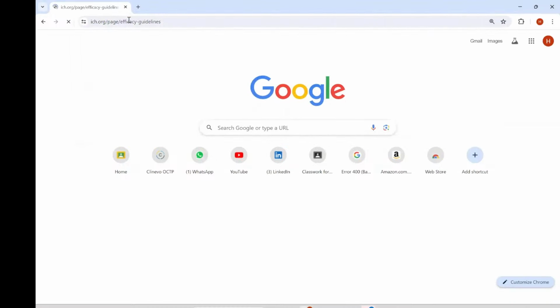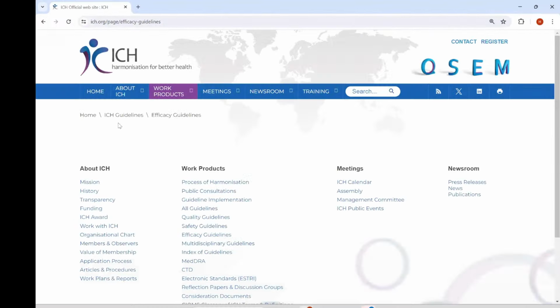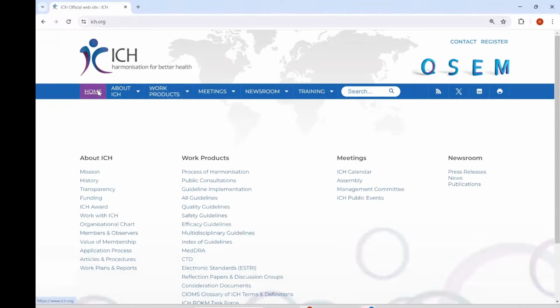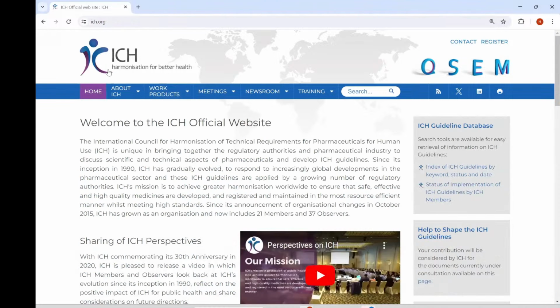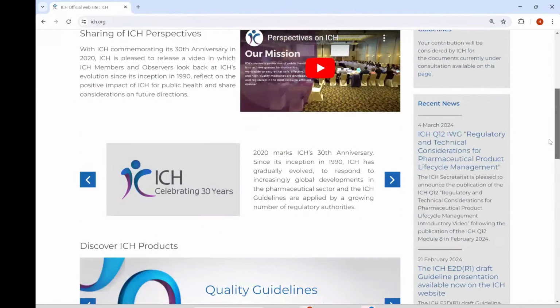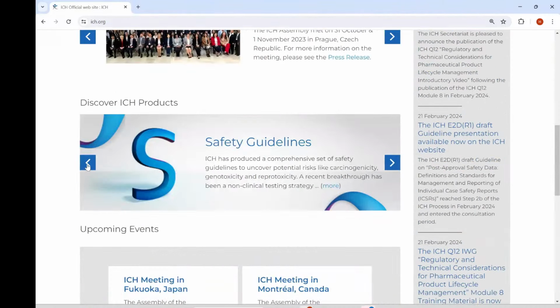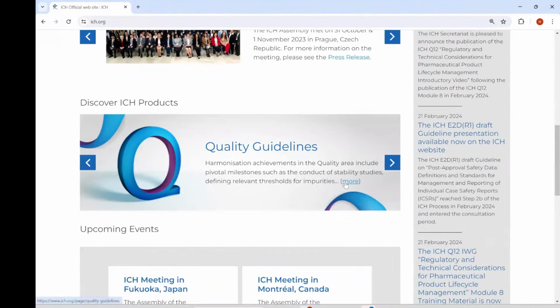So let me take you through the website. This is the ICH website. If you open the ich.org website, you can see there are QSEM, four different guidelines. I'll open the quality guidelines.